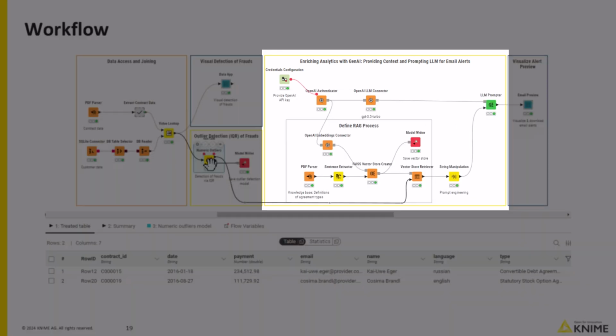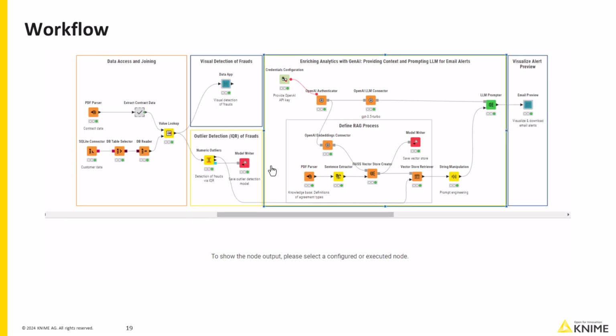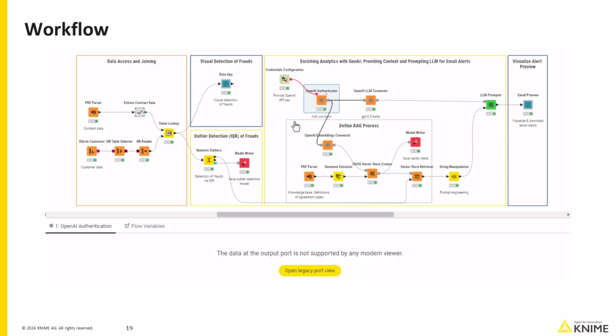We leverage generative AI to streamline the creation of multilingual alerts in four steps: authenticate, connect, customize, and prompt. After authenticating to an AI provider like OpenAI, we connect to an LLM, for example, GPT 3.5. We don't prompt the model straight away.